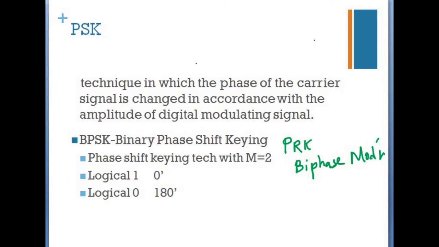In this technique, after modulation, the modulated signal will have two phase changes. One is a 0 degree phase change, another is a 180 degree phase change. If logical 1 is applied to the BPSK modulator, we have a 0 degree phase shifted signal. If logical 0 is applied to the BPSK modulator, we have a 180 degree phase shifted modulated signal.